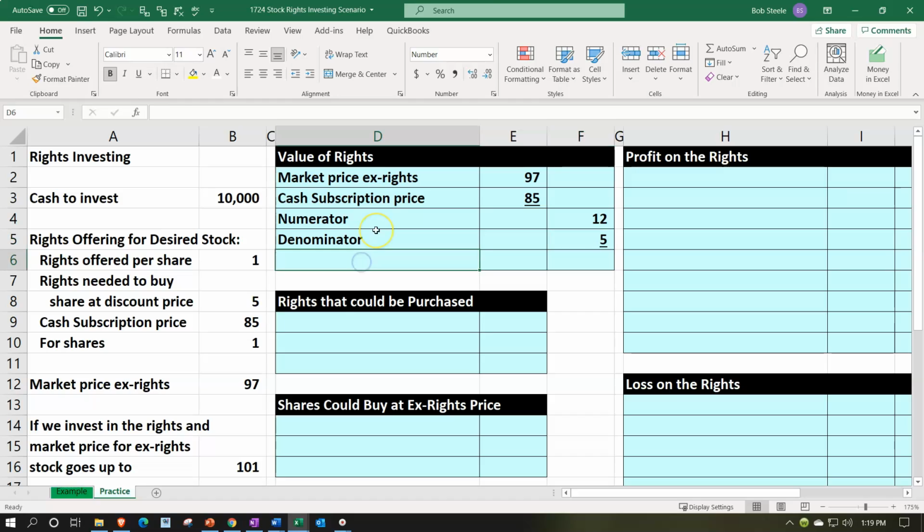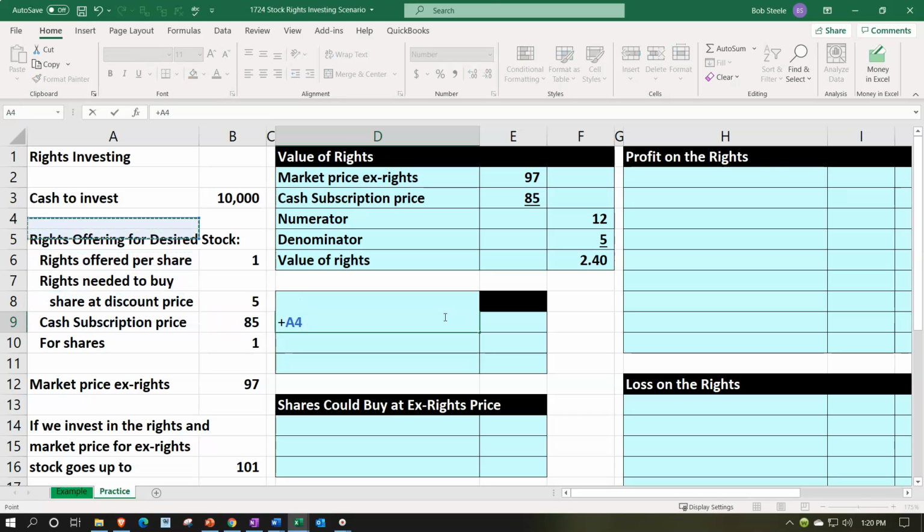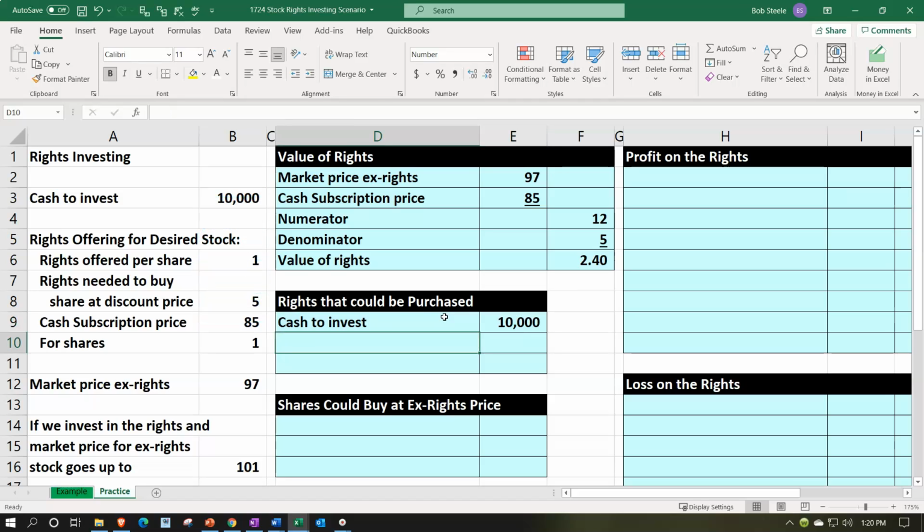Let's say the value of rights is equal to the 12 divided by the 5. 12 over 5. Let's add some decimals, number group. A couple decimals, and we're at $2.40. So the rights that could be purchased: how many rights could we purchase? All right, the cash that we have to invest is going to be the 10,000. So we'll say we've got 10,000 that we could invest.